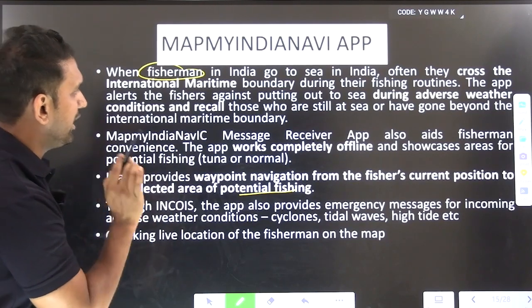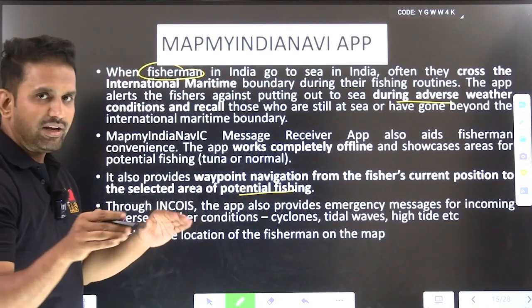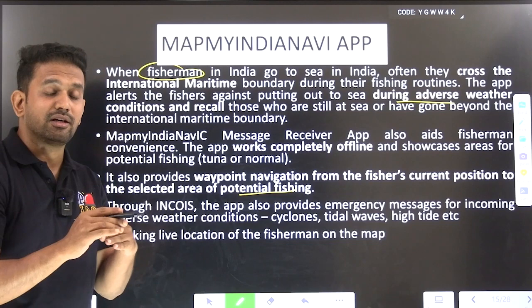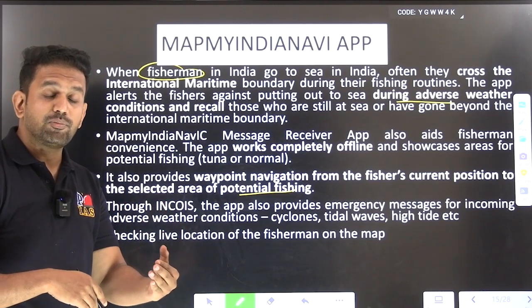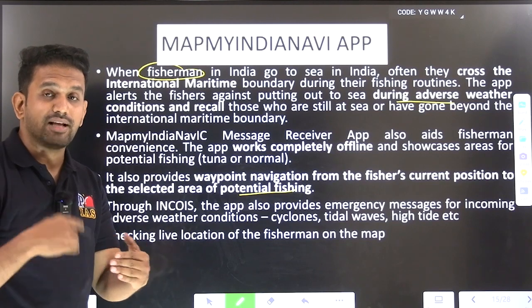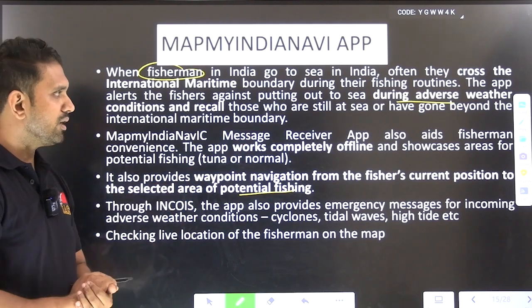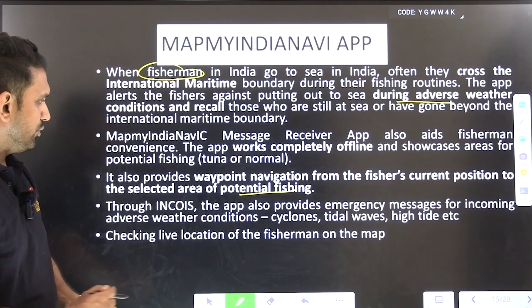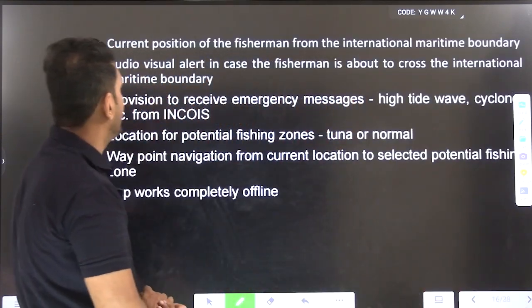I have told everything, and in this app, adverse weather conditions are also covered. If any kind of movements are there in the sea or the ocean, the place may become very cloudy. There can be a possibility of thunderstorms also. Those alarming situations will also be communicated by this particular app. Any emergencies with regard to cyclones, waves, etc., all that will be shown in the app.